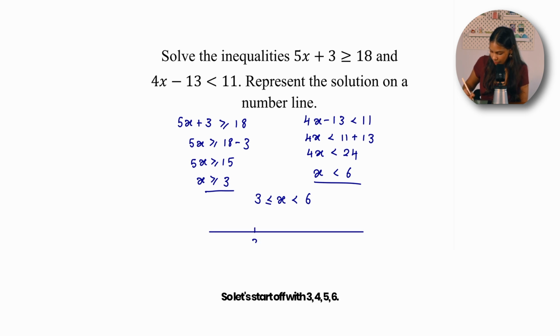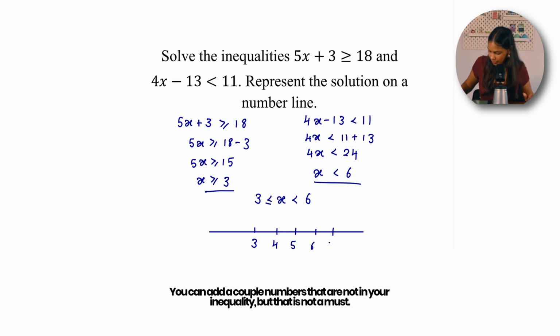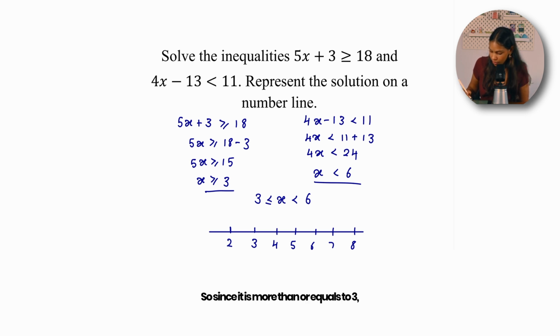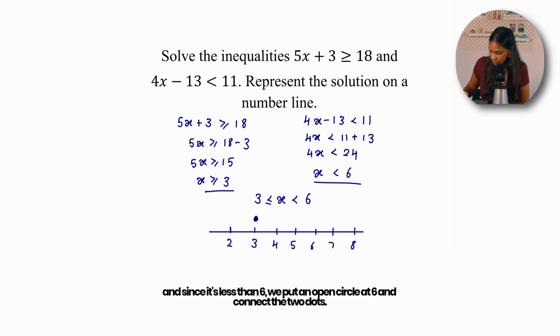So let's start off with 3, 4, 5, 6. You can add a couple numbers that are not in your inequality, but that is not a must. So since it is more than or equals to 3, let's put a closed circle at 3. And since it's less than 6, we put an open circle at 6 and connect the two dots.